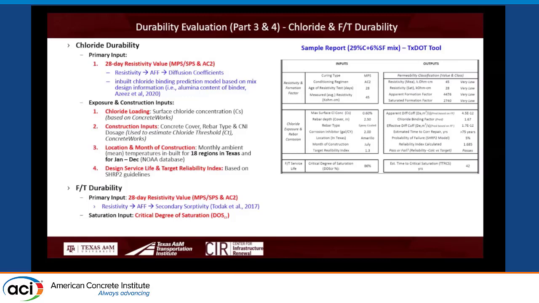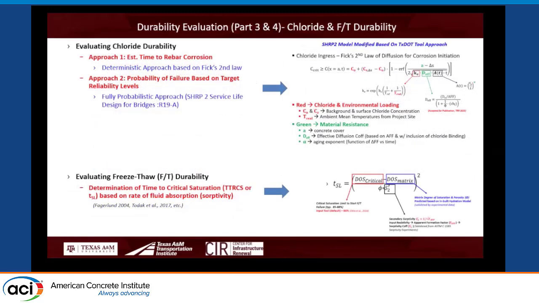Now, all these inputs go in and the outputs come out, and you don't have to go through all the equations. The equations are already inbuilt. These are the classical equations. We modified them. We actually introduced an apparent formation factor based diffusion coefficient here. We use the concrete cover here, and the aging exponent is also very mix specific. So because now formation factor is connected.